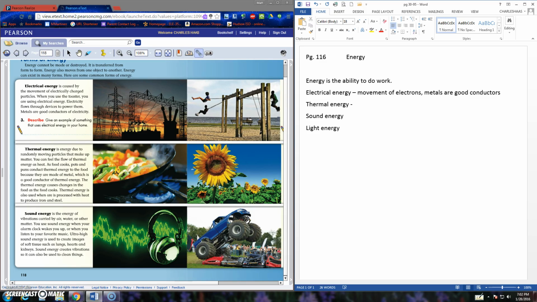Thermal energy. Remember, you can push pause anytime you need to. Thermal energy is just another word for heat. For thermal, metals are good conductors. Also, sound energy is created by vibrations.